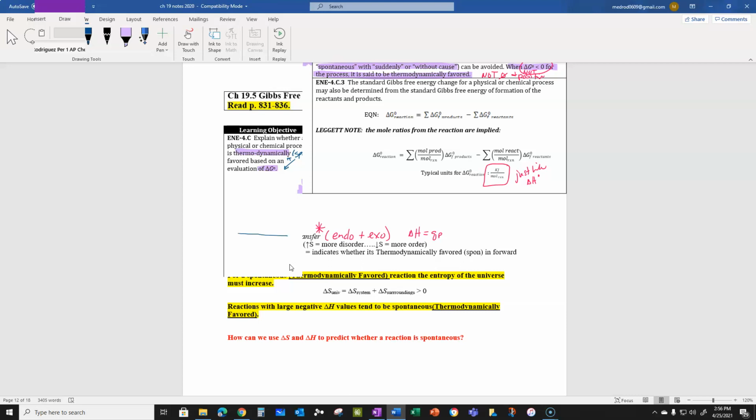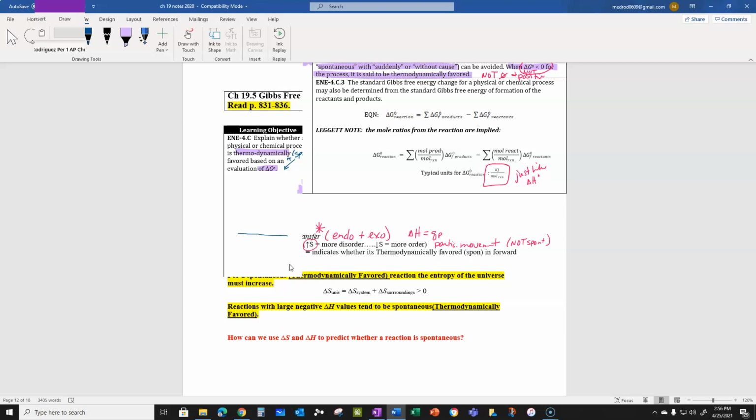Entropy, you can talk about the disorder, the movement. The higher the disorder, the greater that delta S value. The lower the disorder, the lower the delta S value, the more the order. So this one's about particle movement. It has nothing to do with spontaneous, so don't even look at it.